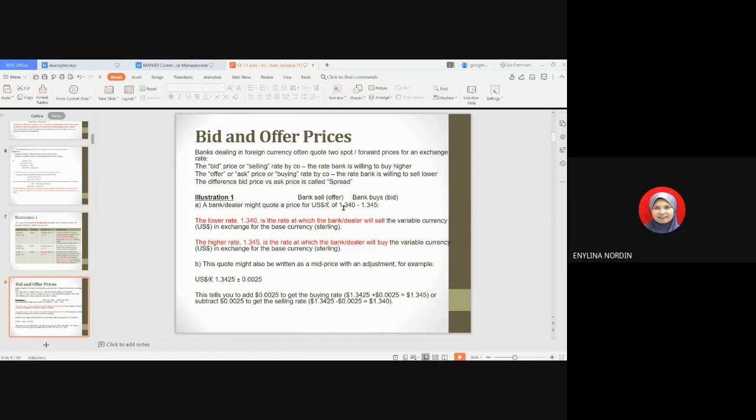Why is that so? We will see the reason why the bank sells at low and buys at high later on from the example.